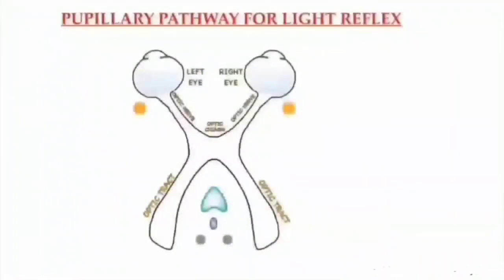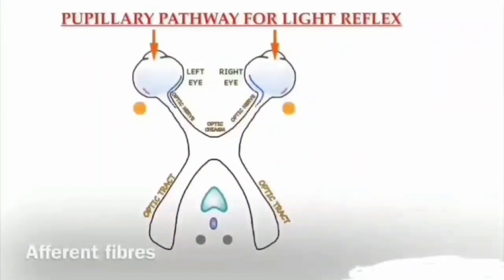In the figure you can see the light rays entering through the pupil. Pupil is an opening located in the center of the iris of the eye that allows light to strike the retina. The light reflex is initiated from the rods and cones throughout the retina. The fibers run up the optic nerve, partially decussate in the chiasma, and enter the optic tract with exactly the same distribution as the visual fibers.